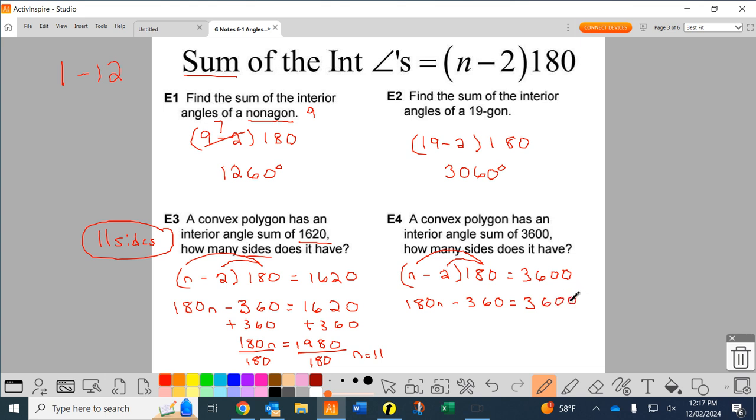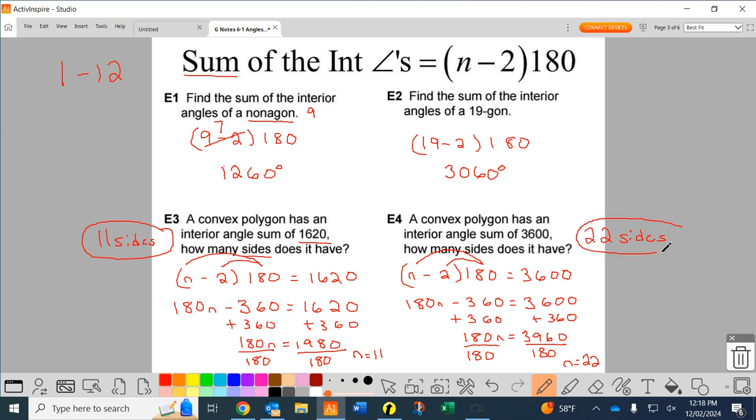You're going to add that 360 to both sides. It's going to give you 180n equals 3960. Okay? So that when you divide both sides by 180, n equals what? What was it? 22. 22. So this has 22 sides.